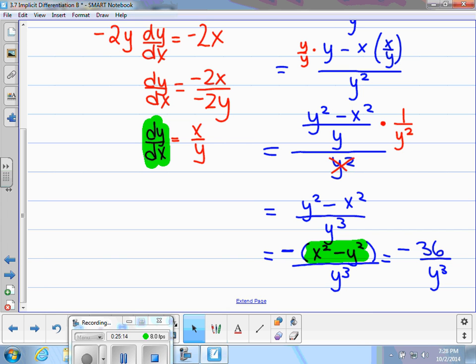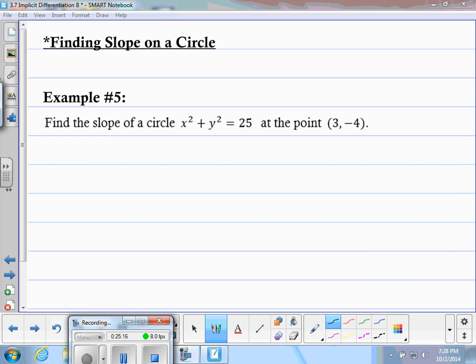And yes, you have to do it. So sorry for you. All right, example 5, finding slope on a circle. Find the slope of a circle, x squared plus y squared equals 25 at the point 3, negative 4. Okay, so I'm going to draw a circle real quick. All right, here's my circle.